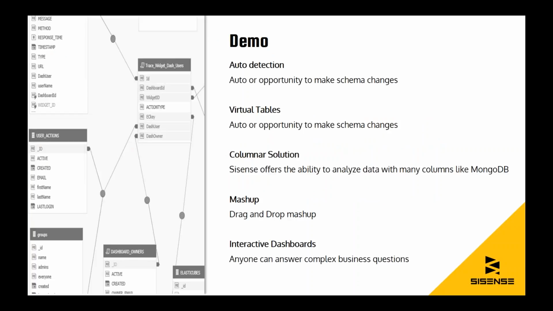So we're now going to do a quick demo before we actually look into questions. Some of the things that we're going to touch on are the ability to do auto detection of schemas through MongoDB, the use of virtual tables to deal with arrays, Sisense's columnar solution, and what that looks like in terms of being able to mash up data, and of course create interactive dashboards.